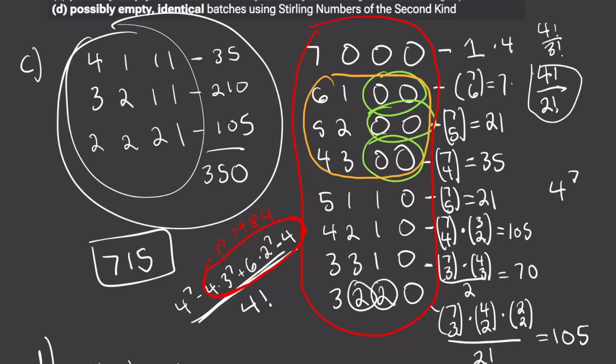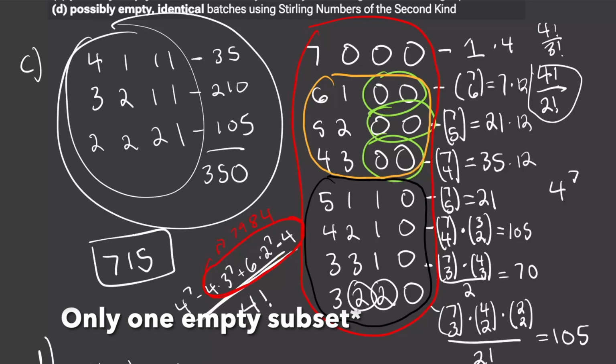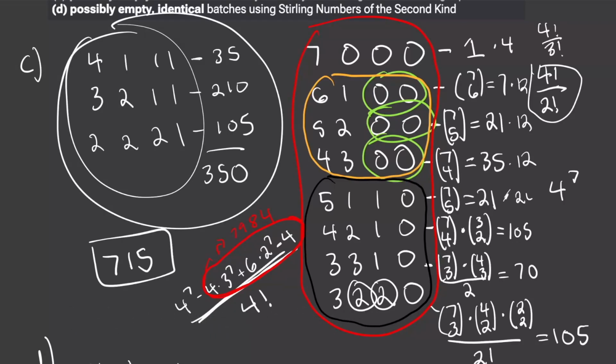So if we multiplied all of these by 12 and then summed them up, and then if you looked at these and saw that there are 4 factorial ways of permuting them because there's only one non-empty subset, then you multiply these by 24, right? All of these numbers by 24. And if you summed all of these up, you would get exactly this number back.